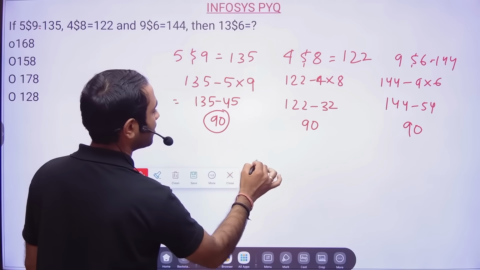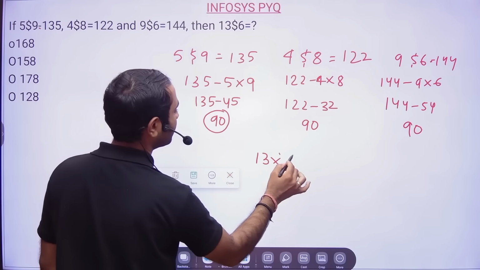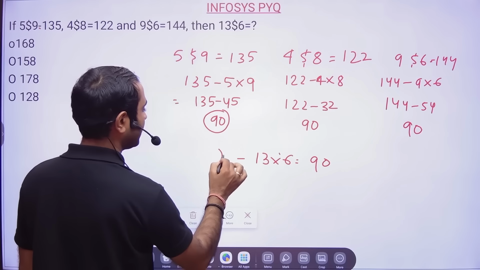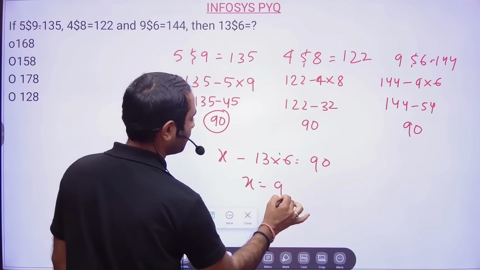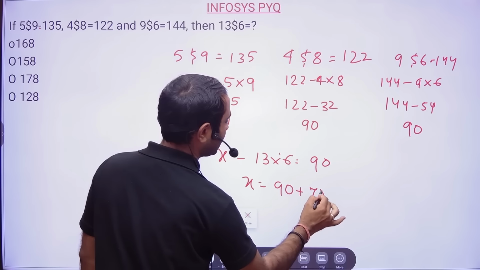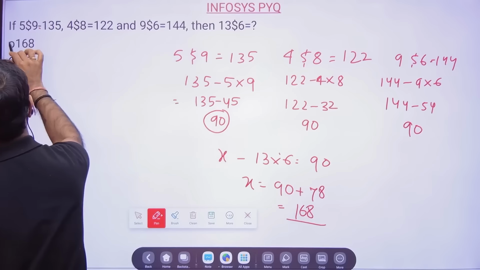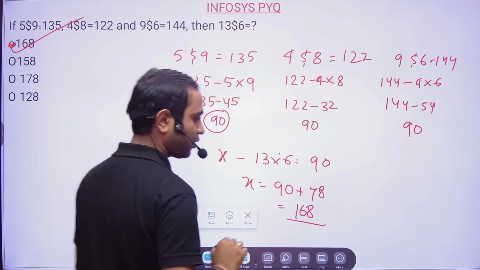Now we have 13 into 6. What value will we subtract so that we get 90? So here it is x. So x will be equal to 90 plus 78. It is nothing but 168. Is there any option? Option A. So you have to tick that and then come back.